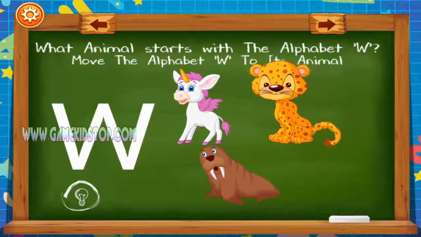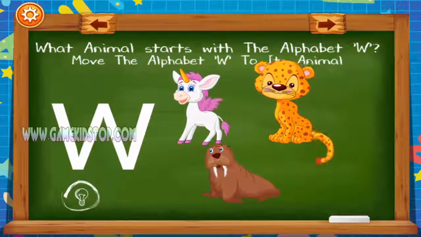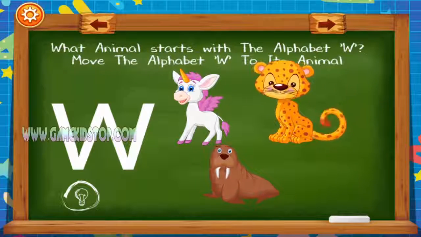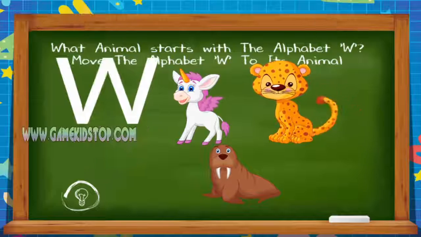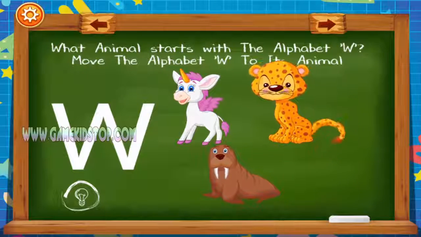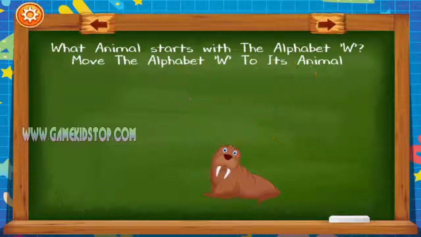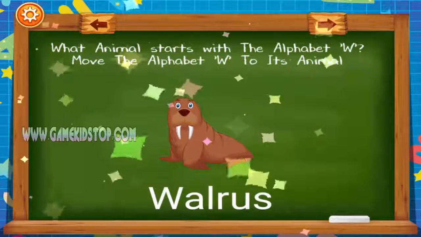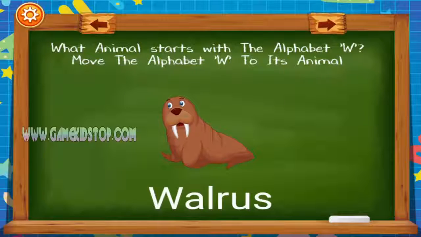What animal starts with the alphabet W? Move the alphabet W to its animal. W. Walrus. Congratulations! Walrus.